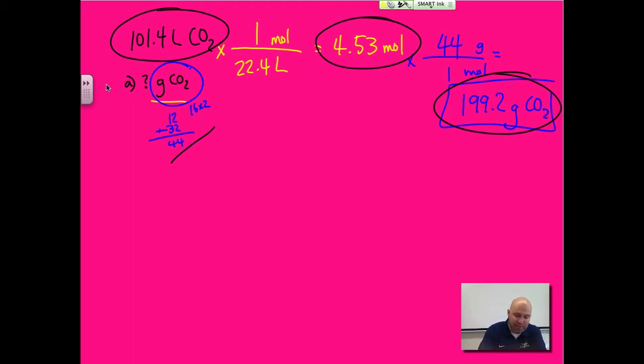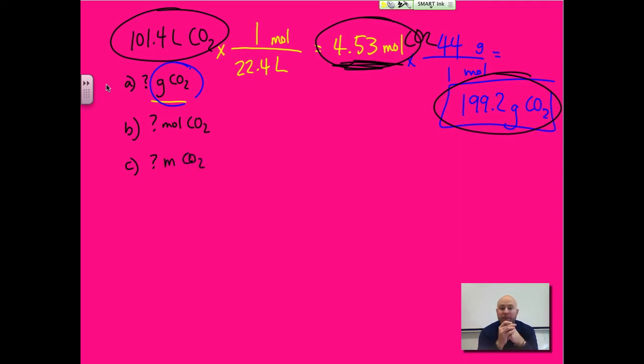Okay? Now notice I put A, if I wanted B, how many moles of CO2? Well, I've already got it. It's right here, CO2. Okay? If I wanted to know how many particles, and I should be more specific, I'm going to go ahead and erase that particles. I'm going to say molecules of CO2, because it is a molecule, CO2. Then I go back to that moles. I'm going to use that moles because that's our hub.